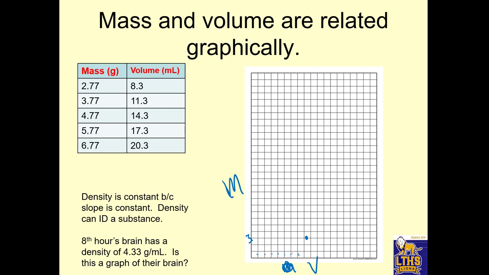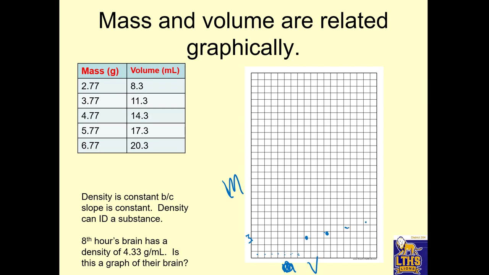If it's 3.77, that's up one more, and 11.3, 8, 9, 10, 11.3. And the mass is up 1. This is 3.77. And then the next one would be 14.3.